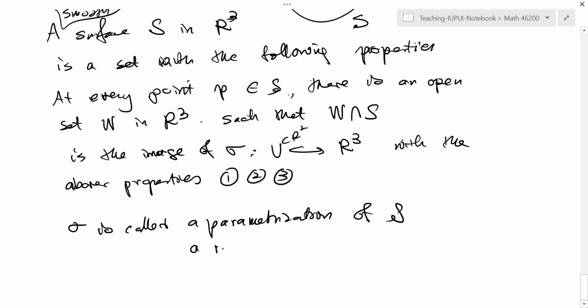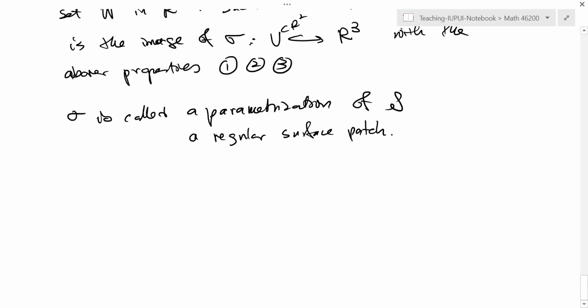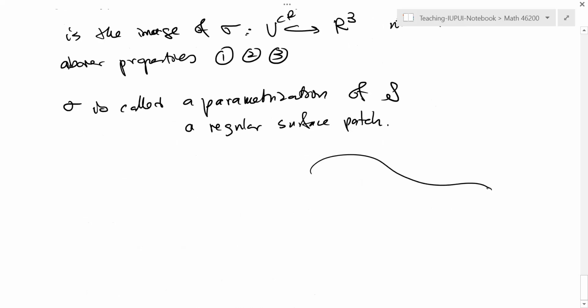It's called a regular surface patch, because we're talking about smooth surfaces. Every point should be covered like that. Every point has a small neighborhood. So the picture is pretty clear, right? This is like that.